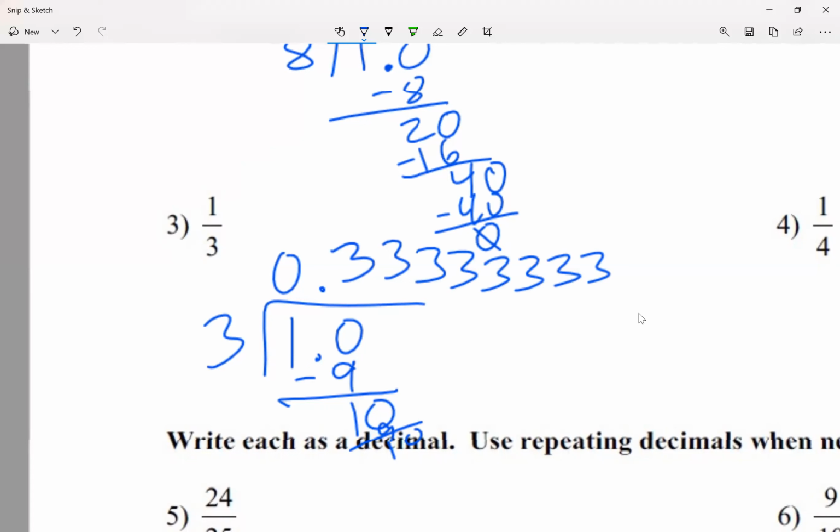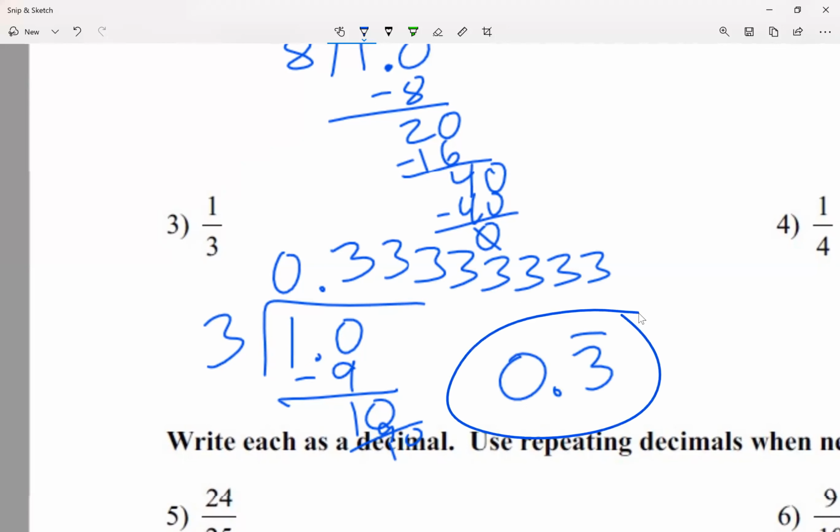So the way I'm going to write this, I'm just going to write 0 point, there's a 3, but I'm going to put a little line above the 3. What that little line represents is that the 3 keeps on repeating. So 3, 3, 3, 3, 3, 3, 3, 3. Okay, so that's how I'm going to write it. 0.3, but my 3 has a little line right above. I'm not going to continue writing a bunch of 3s.